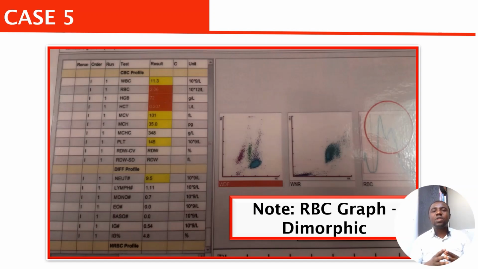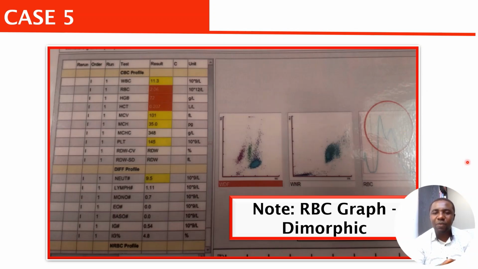Now, let's look at this one. Case number 5. The main thing I really want to show you here is not the parameters. The main thing I really want to show you here is this place that is circled. You can see that this place that is circled is the red blood cell distribution. So it's supposed to have a normal distribution. Don't forget what I showed you before.